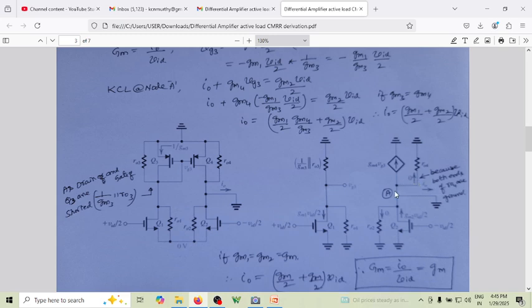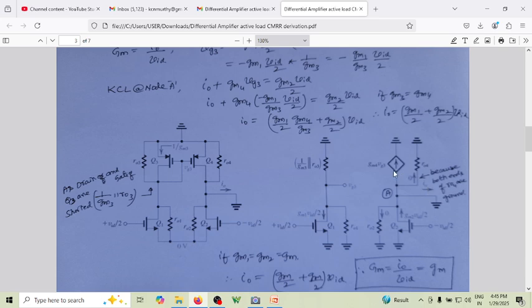So we are writing a KCL here, which is nothing but KCL at node A. This is I naught which is going out. Another current is this current, which is actually zero. Why is it zero? Because this is grounded, this is also grounded, that's why it is zero, and this current is also zero, and this is the one current which is leaving, which is I naught.